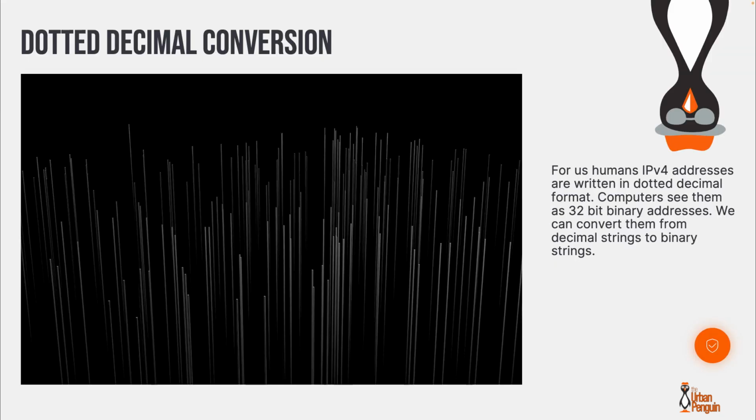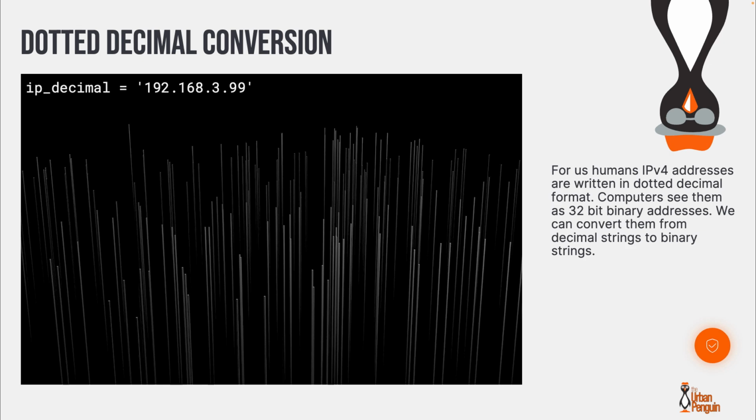Now, to put some practical ideas behind this, a lot depends on what you work with. But I've been very much a system administrator, and I work with IP version 4 addresses. For us humans, they are written in dotted decimal format. But computers, of course, see them in a 32-bit binary address format. So we can convert them from decimal strings to binary strings. So let's look at this step by step before we have our demonstration.